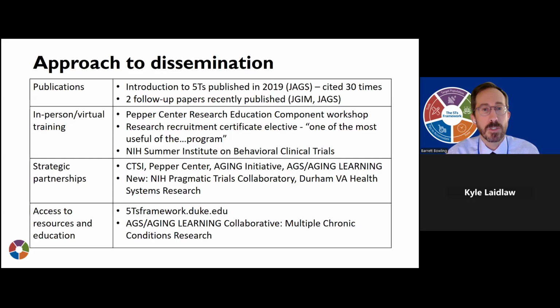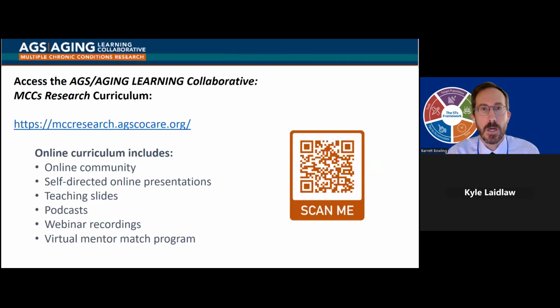We've had strategic partnerships locally with our CTSI and Pepper Center, but also with the Aging Initiative, as well as the AGS Aging Learning Collaboratory. I'll talk about that on the next slide. We also have several new partnerships that we've been trying to establish around the NIH Pragmatic Trials Collaboratory, as well as with the Durham VA Health Systems Research. And then we provide access to resources both through the 5Ts website, as well as the AGS Aging Learning Collaborative, the Multiple Chronic Conditions Research curriculum.